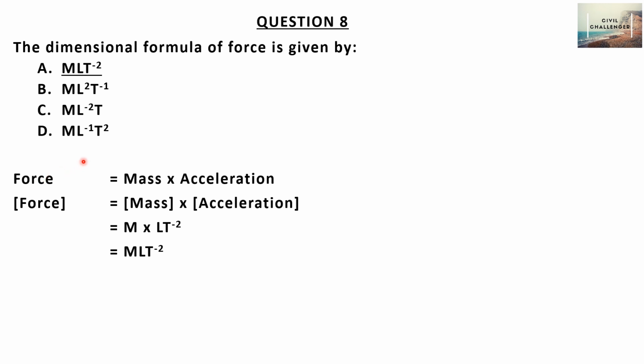Now force is given by mass into acceleration. Taking the dimensions, dimension of force is equal to dimension of mass into dimension of acceleration. The dimension of mass is represented by capital M, and we know that the unit of acceleration is meter per second square. Therefore, taking the dimension of acceleration, we will have LT raised to minus 2. Meter represents length and second square represents T. Second square is in the denominator, so T has the power minus 2. So combining, we have the dimension of force equal to MLT raised to minus 2. So the correct answer is option A. The dimensional formula of force is given by MLT raised to minus 2.